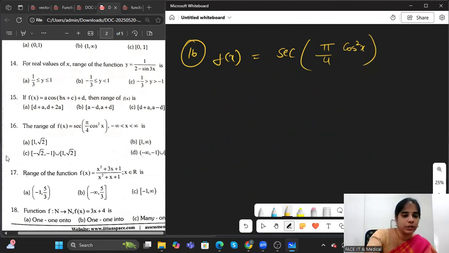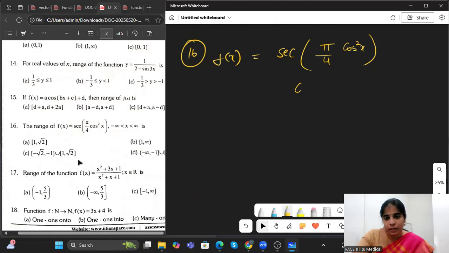Now your x is ranging from minus infinity to infinity. My question is, what is the range of this value? Now tell me, secant of any value always ranges from which value to which value? Or else, let me start with the cos square onwards, right?